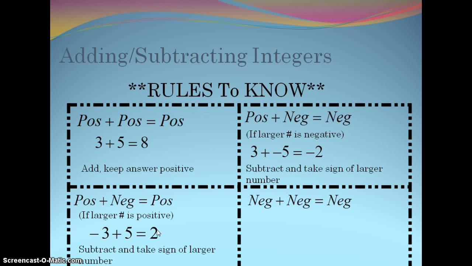Negative plus a negative equals a negative. So all you need to know for this is to add the two numbers and tack on a negative sign to your answer. For instance, negative 3 plus negative 5. Both are negative, so just simply add 3 plus 5. That's 8. Since both of your numbers here were negative, your answer will also be negative.